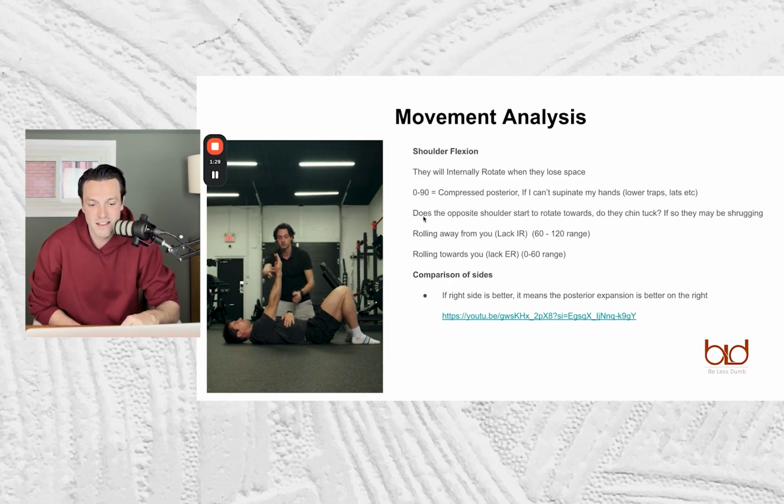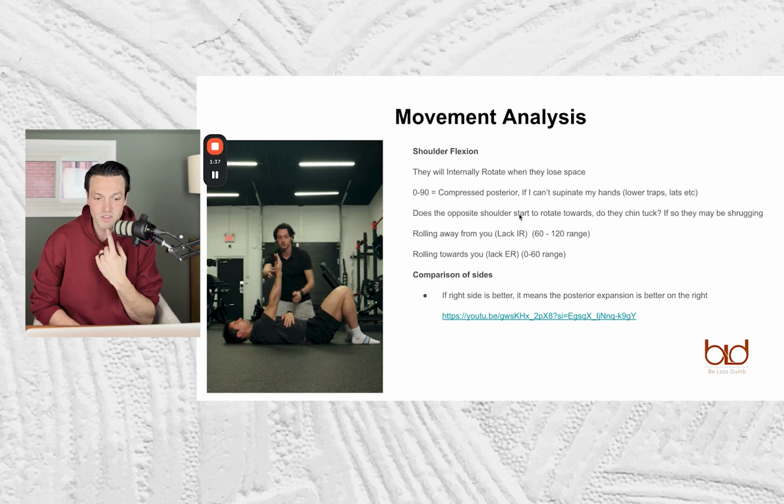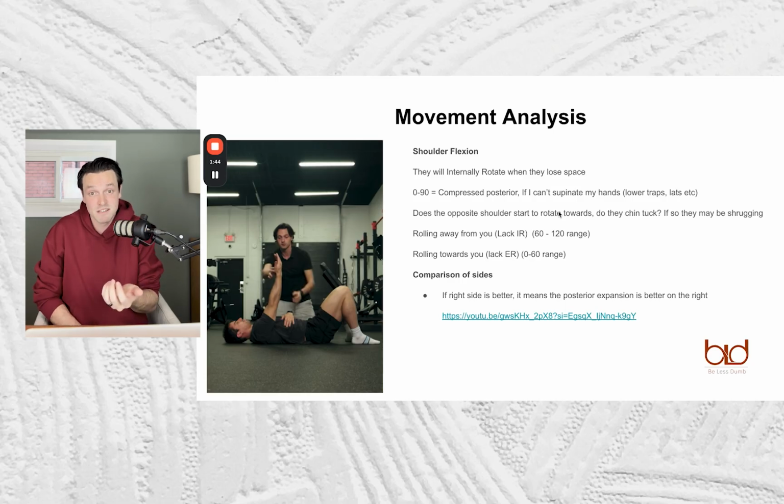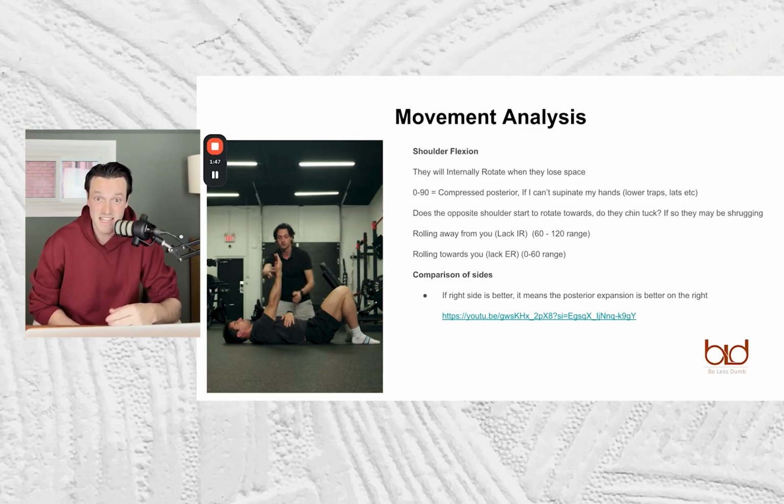You want to watch for the compensation patterns that they might put in to try to cheat the test a little bit. So does the shoulder start to roll towards the other one? Do they start to chin tuck? These are signs that they might be shrugging to get more space, right? So if they start to chin tuck straight away, then that's the end of the test. If they start to rotate or roll the other shoulder forward, just be aware of that. Give them one warning, say, hey, don't roll your shoulder forward, just focus on this side. If they do it again, then whatever range they're at, that's the end of the test.